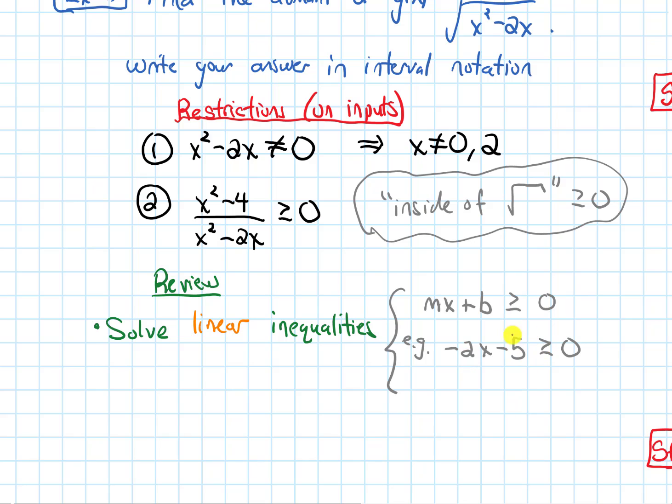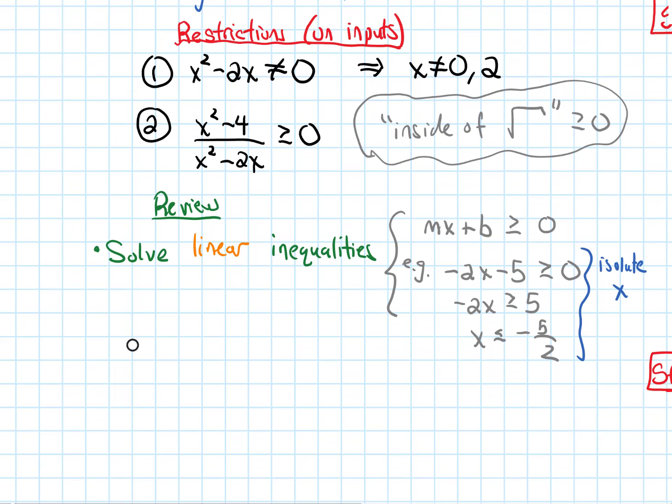And to solve these, we just isolate the x. So if I add 5 over, we get negative 2x is greater than or equal to 5. And then I can divide by negative 2. But if I divide an inequality by a negative number, then I have to flip the inequality symbol. So I'll get x less than or equal to negative 5 halves. Okay, so our strategy here with a linear inequality was to isolate the x. But it turns out that this technique of isolating the x doesn't work for nonlinear inequalities.